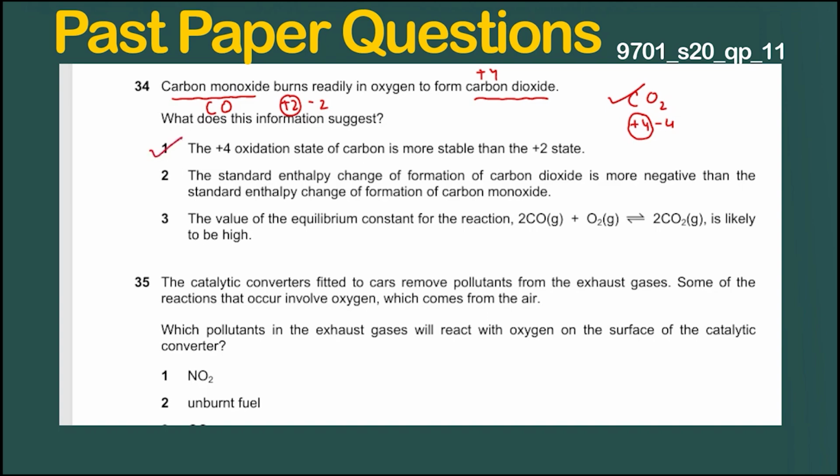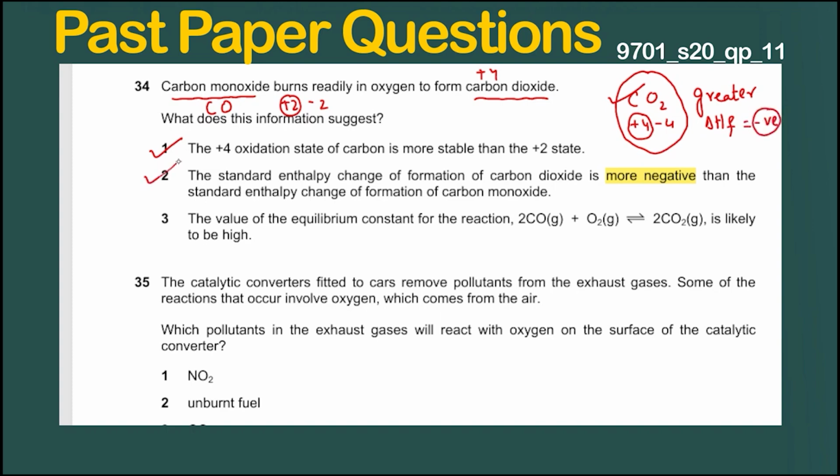So that's why the first statement is correct. The standard enthalpy change of formation of carbon dioxide is more negative. So remember this point: whenever the enthalpy of formation is more negative, it means that compound is more stable. So carbon dioxide being a more stable molecule, it must have greater enthalpy of formation, and enthalpy of formation is negative.